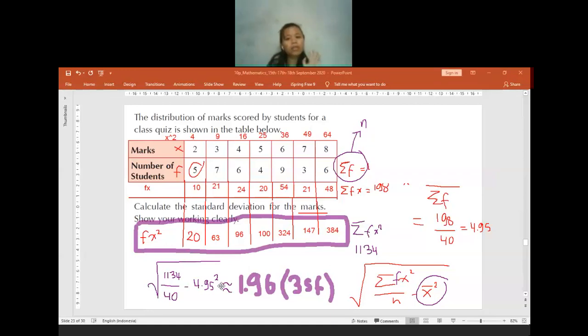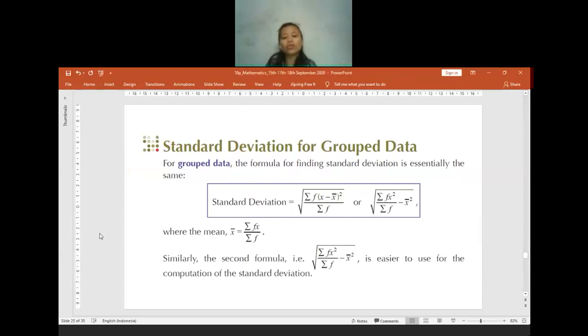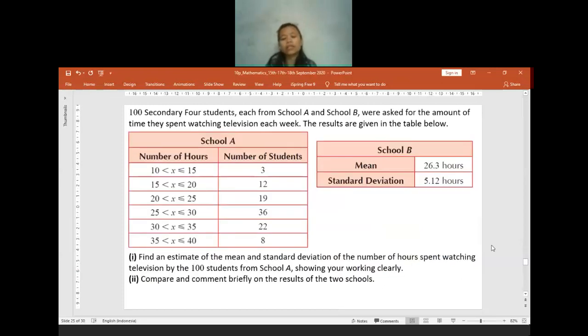So far, does anyone have any questions? Or is my explanation not clear enough? No? So yeah, this is how you find the standard deviation. For grouped data, the rule will be the same. The only difference is that you need to find the midpoint for the range, like the data that is given in intervals. You need to find the midpoint first. So this is the formula that we just used: sigma fx square divided by sigma f minus x bar square. This is the easier formula that you can use to calculate the standard deviation.